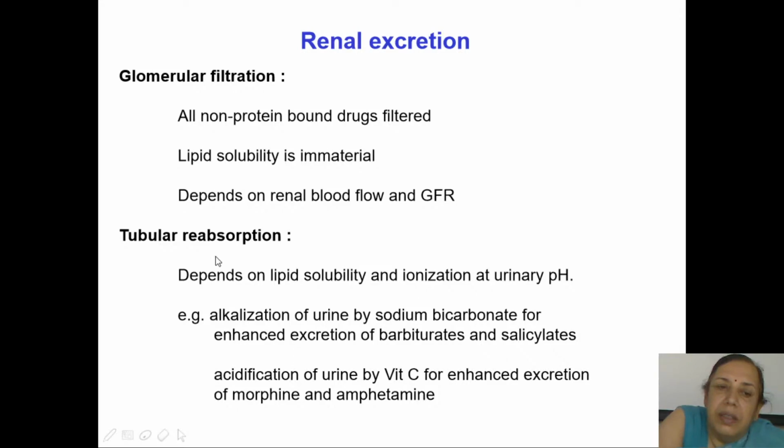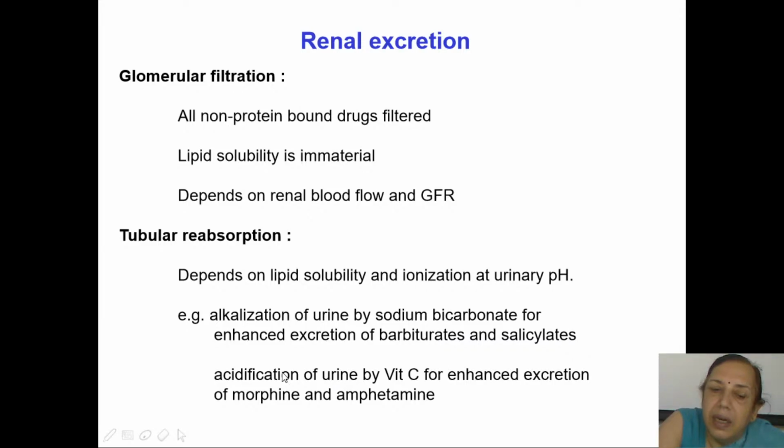Now, next step is tubular reabsorption. So, whatever is filtered out, depending upon the lipid solubility or extent of ionization at the pH of the urine, certain drugs or certain metabolites may get reabsorbed. So, the forms which are more lipid soluble get reabsorbed, and this is made use of. That means by changing the pH you can determine the extent of excretion of certain molecules. For example, if somebody has taken drugs like barbiturate or salicylates at a very high dose and you want to facilitate its excretion, what can be done? By alkalinizing the urine, by giving sodium bicarbonate, you can have a form of these drugs which are more polar and can be easily excreted out.